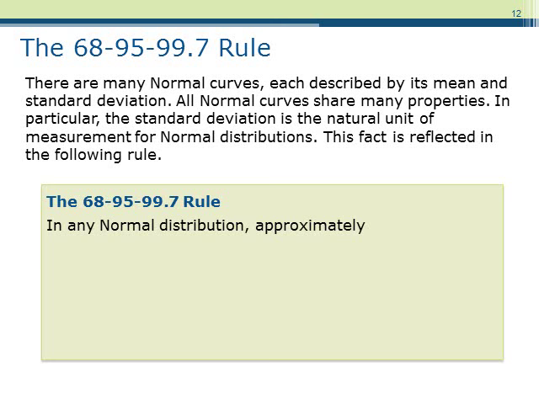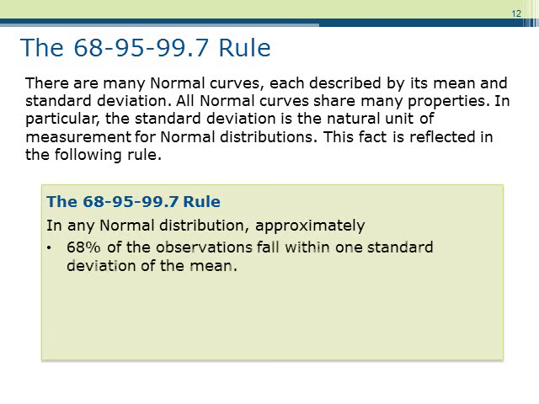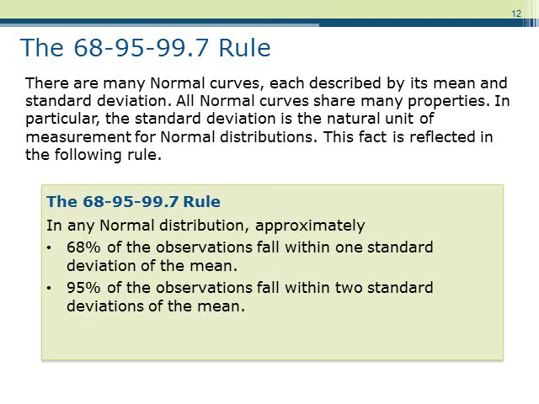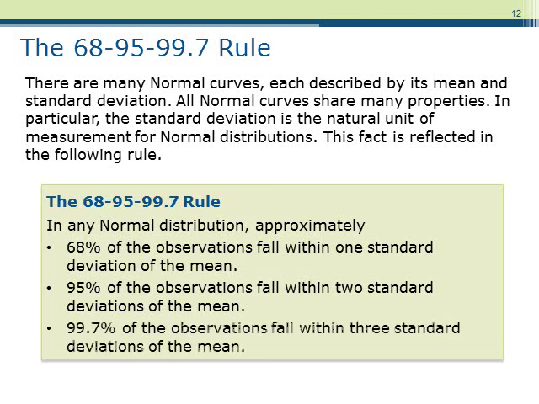In any normal distribution, approximately 68% of the observations fall within 1 standard deviation of the mean. 95% of the observations fall within 2 standard deviations of the mean, and 99.7% of the observations fall within 3 standard deviations of the mean. Furthermore, the remaining 0.3% of the observations are more than 3 standard deviations away from the mean.